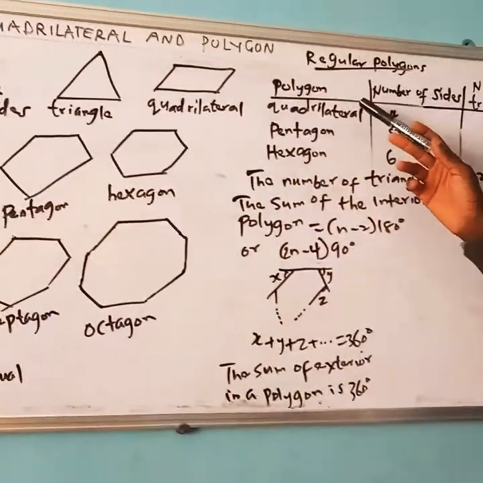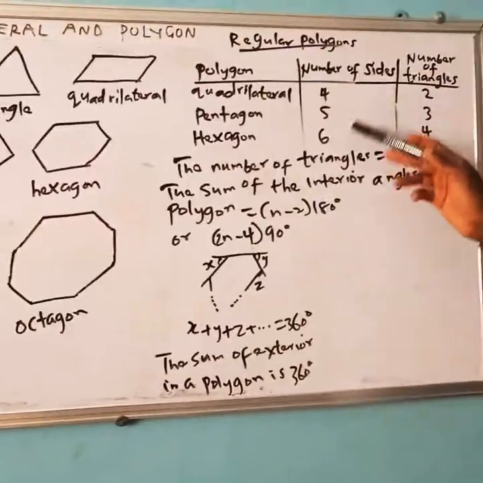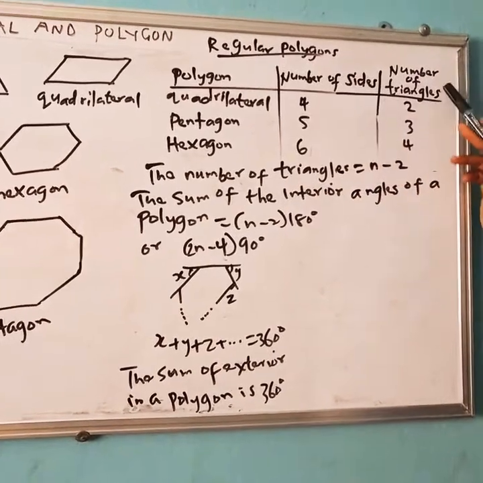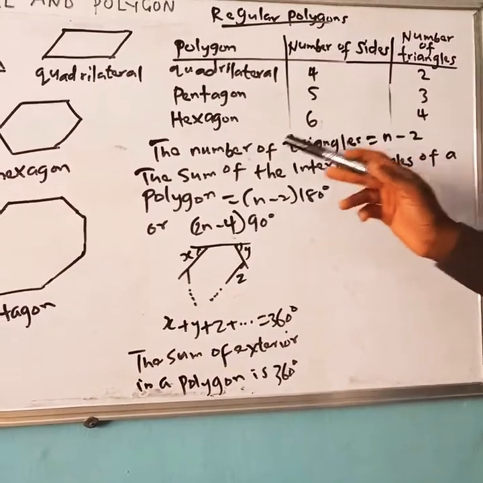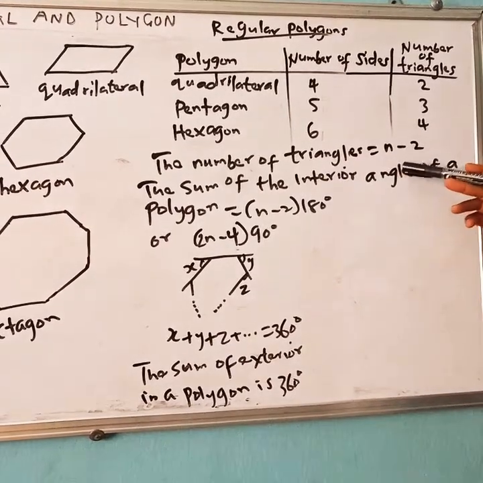Now, you can have a polygon with a number of sides, and you have the number of triangles. How do you know the number of triangles in a quadrilateral? The number of triangles in the quadrilateral is given by this formula, n minus 2.